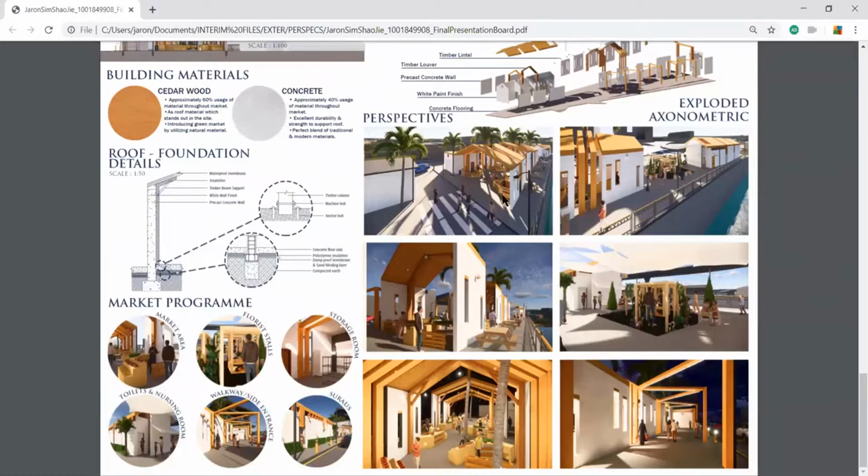This will be my perspective for the market. The bird's-eye view from the main entrance, the bird's-eye view from the river, the view of my sitting area and the florist stores, the view of my market during the nighttime, and the walkway during nighttime.